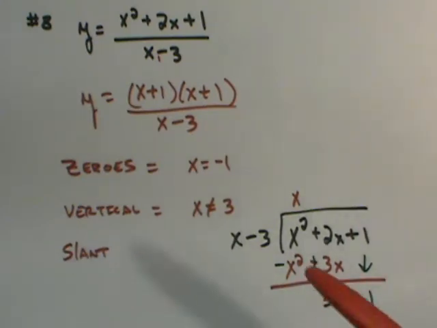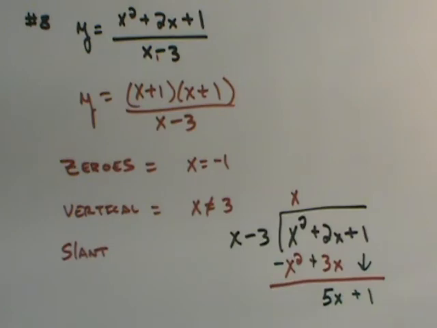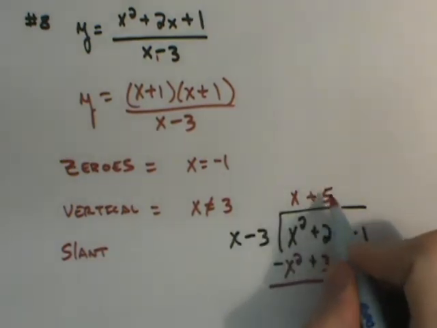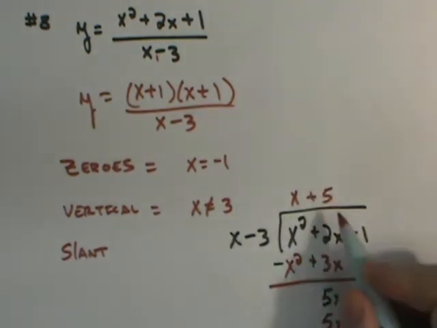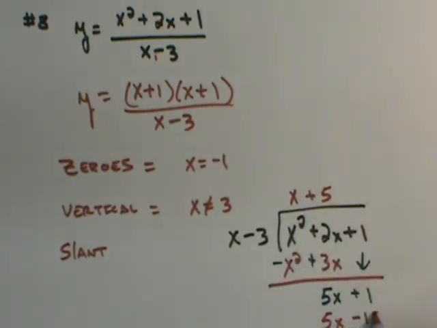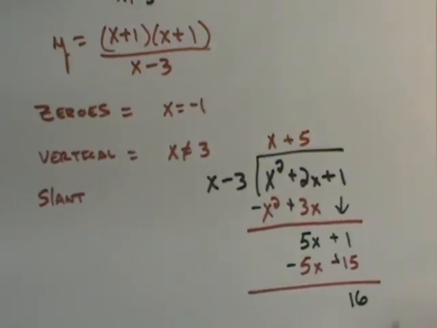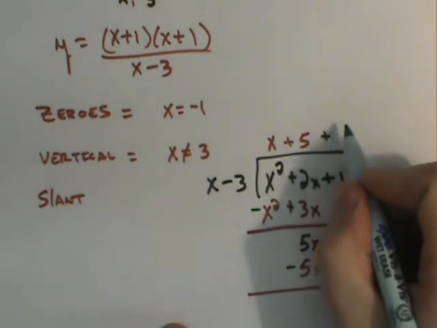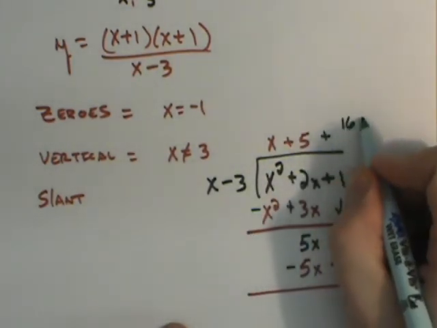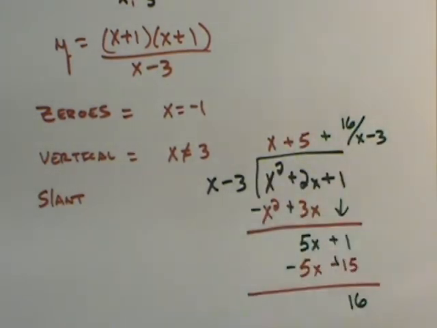And so you say, what times x produces 5x? Well, positive 5 would do that. So 5 times x is 5x. 5 times -3 is -15. You put a line and you want to change those signs. So you're going to say -5, positive 15. This drops out and it leaves you with 16. Nothing times x would give you 16. So this is like your remainder. And since nothing times x gives you 16, you're going to say plus, and you just turn this into a fraction, 16 over x minus 3.